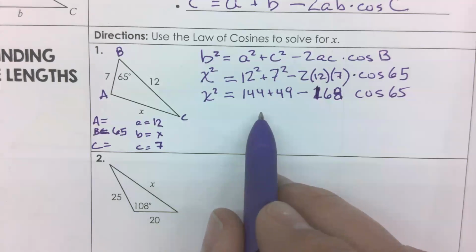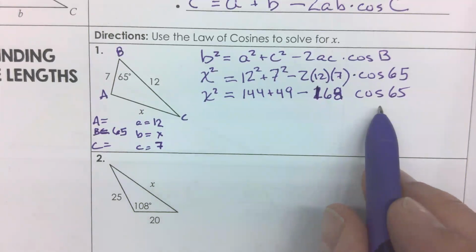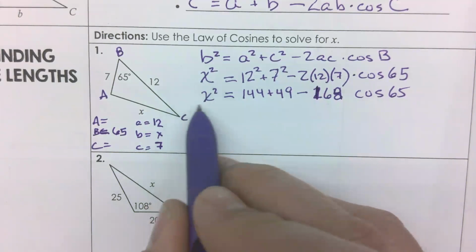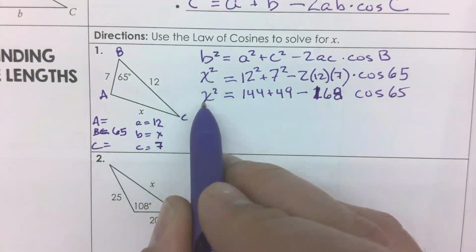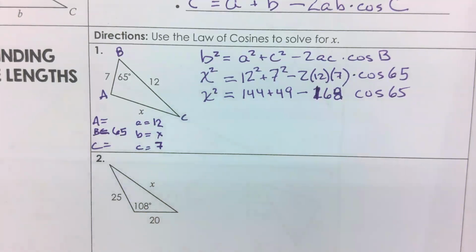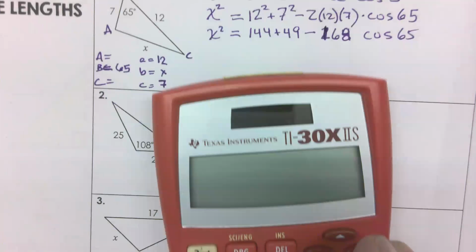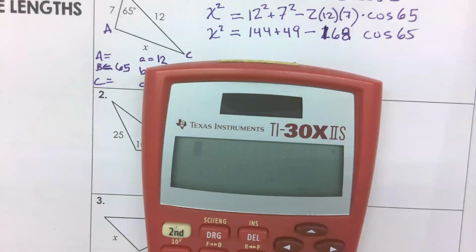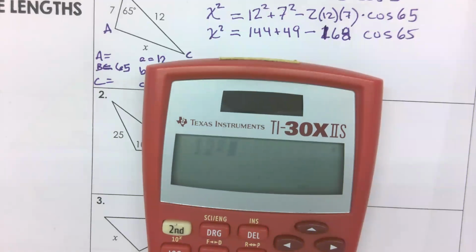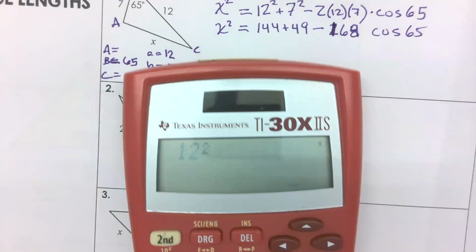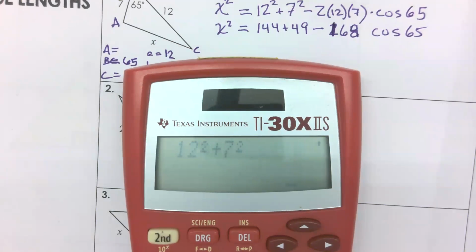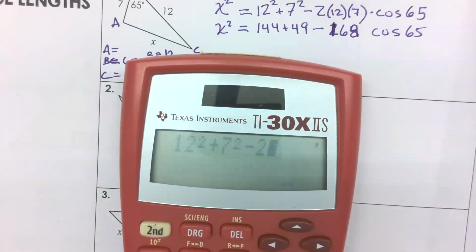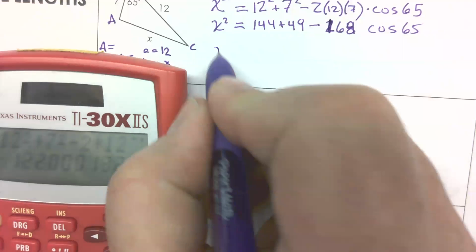Okay, now, do I need much to do here? Do I have any solving to do, or am I just looking for what this whole mess equals? So I can actually just use the calculator and plug it in. I can go 12 squared plus 7 squared minus 2 times 12 times 7 times cosine 65. And it gives me the big number.